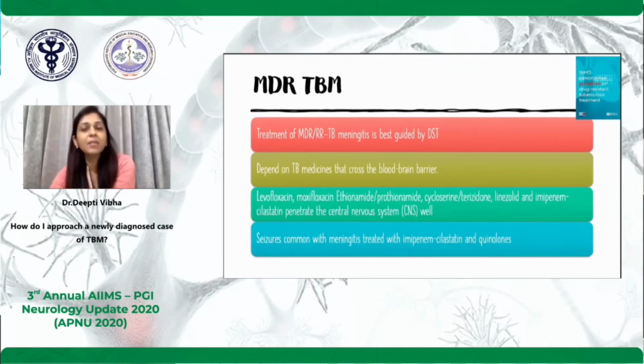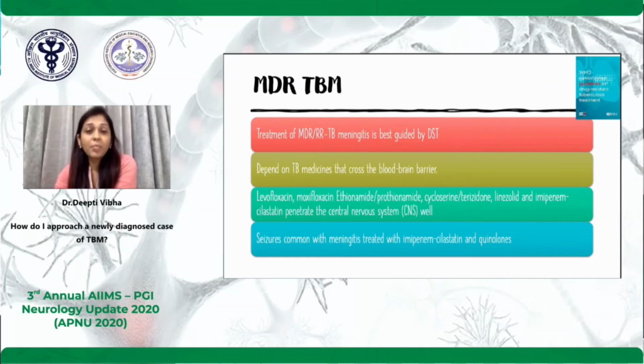There are some nice comments in this update, and you should go through it, especially about the extrapulmonary and tuberculous meningitis. Treatment of TBM, especially MDR or drug resistant, is best guided by drug sensitivity testing, and it depends upon tuberculosis medicines which cross the blood-brain barrier. We know that quinolones, ethionamide, cycloserine, terizidone, linezolid, imipenem penetrate the CNS well.